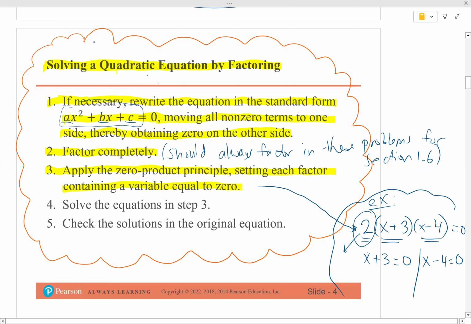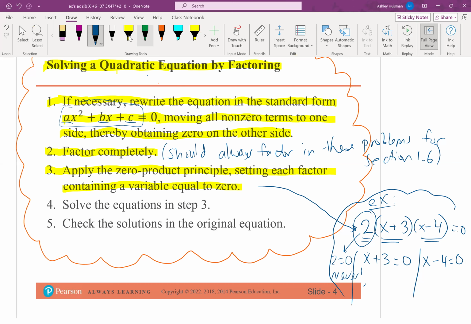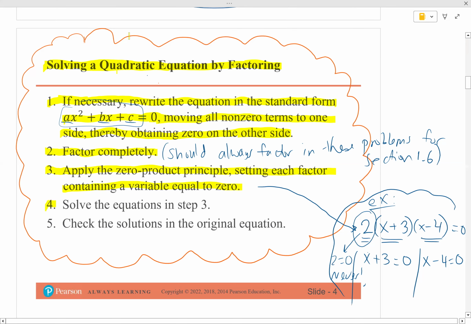I could try to set it equal to 0, but that's not going to happen. Never. 2 is never equal to 0, no matter what. So it's kind of the reasoning behind it. We don't see that too often, but when you see it, anything that's numerical with no variable, just ignore it as soon as you factor it. It's the factors that contain x or the variable that matter.